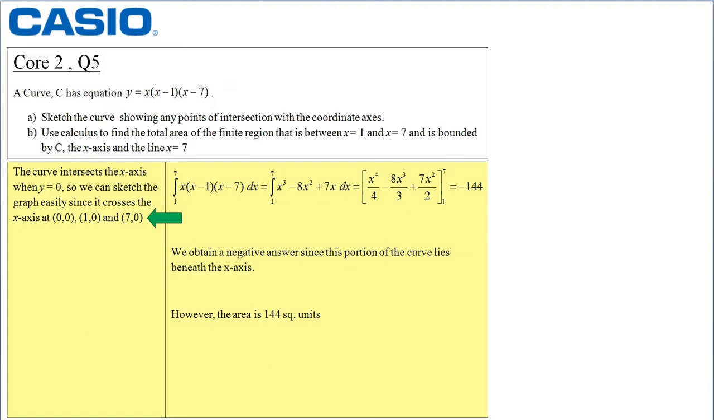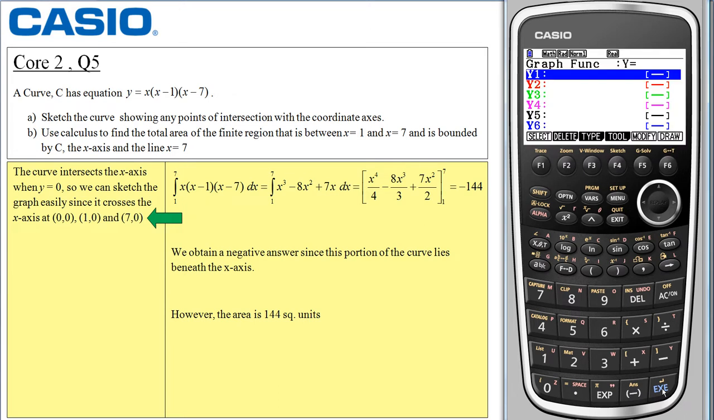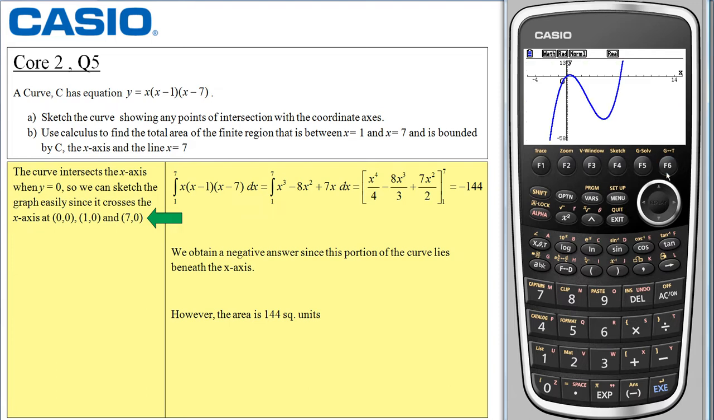We can use the graphical calculator to confirm these. Okay, if I select option 5 for the graph function menu and I key in the function x times (x minus 1) times (x minus 7) and I select execute and F6 to draw, I can now select F5 for G-solve and F1 to find the roots, which of course are where it crosses the x-axis.